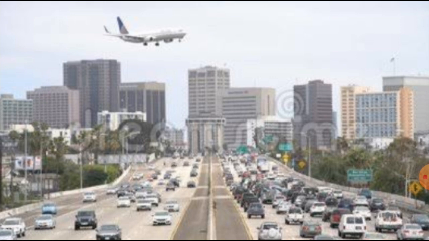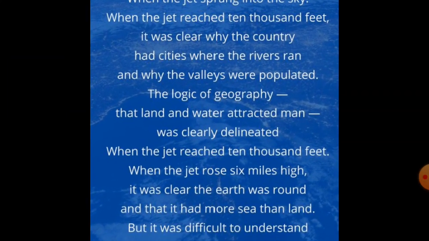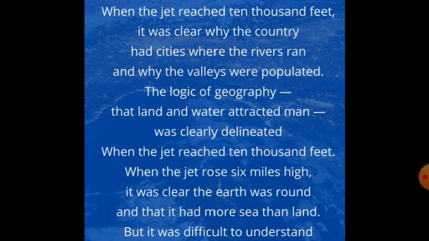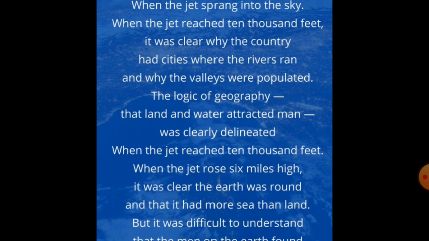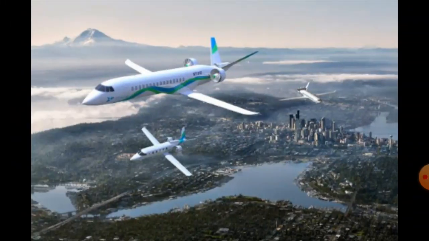Now let's understand the second part of the poem. When the jet reached 10,000 feet, it was clear why the country had cities where the rivers ran and why the valleys were populated. The logic of geography, that land and water attracted man, was clearly delineated when the jet reached 10,000 feet. From these lines, we understand that the poet comprehends the logic of geography.